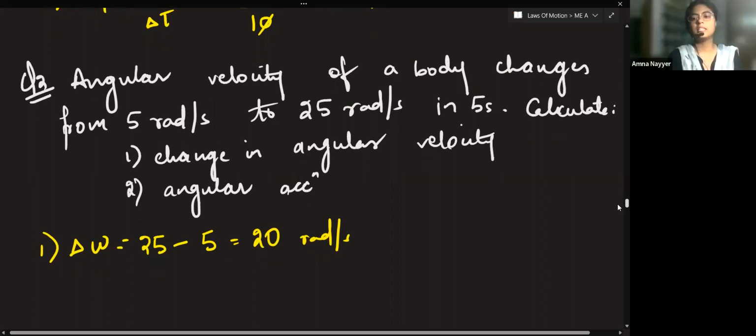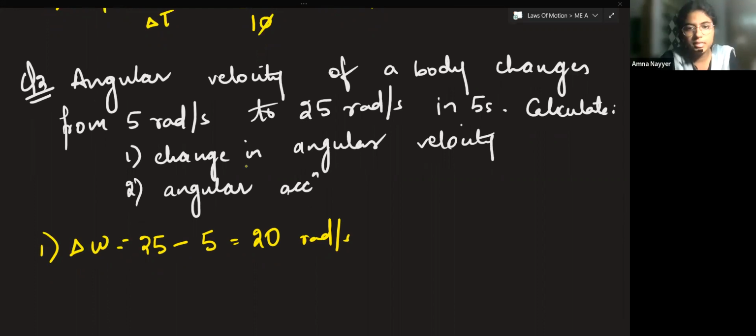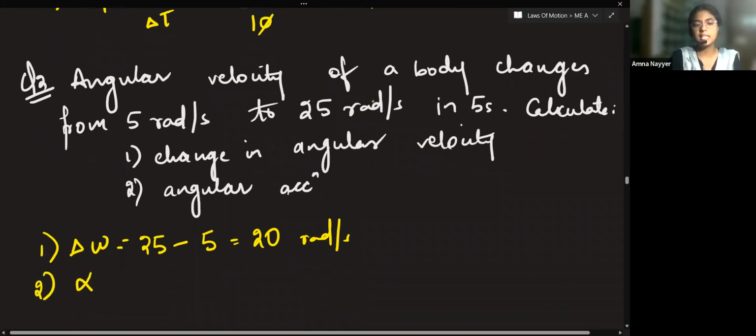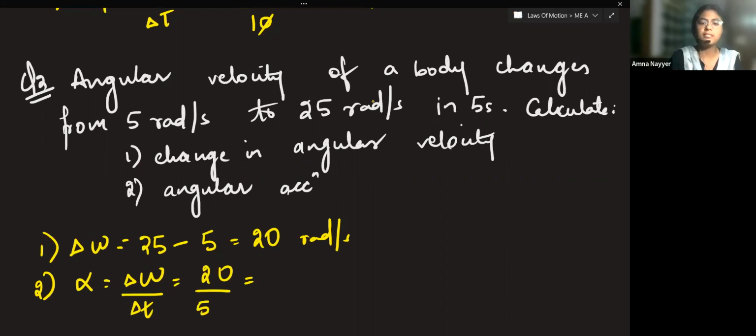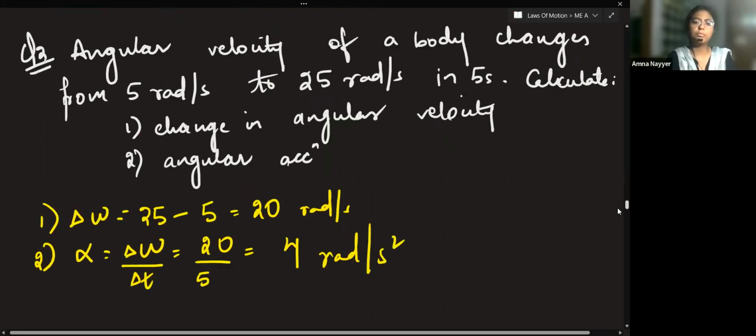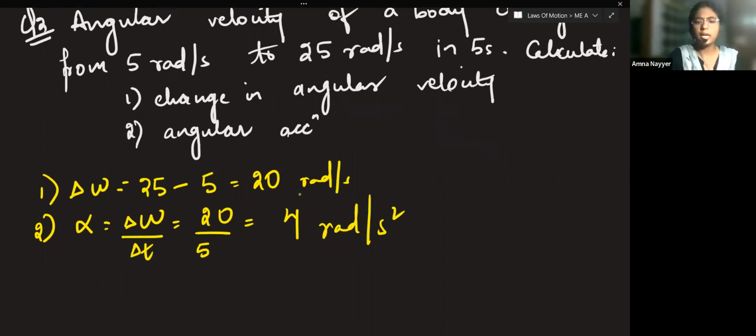Now angular acceleration. Angular acceleration is simply the rate of change of it. First part correct, second part is also correct. Wazia, good. So angular acceleration is alpha, rate of change of angular velocity by whatever is the time given. So that becomes 20 divided by 5. We get 4 radian per second square. Now tell me, class, before we move on to other numericals, any doubt still here? Is it clear to all of you?